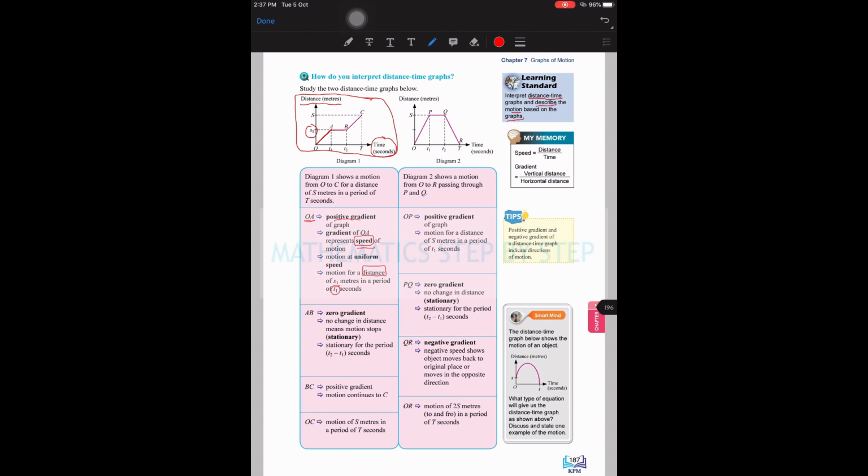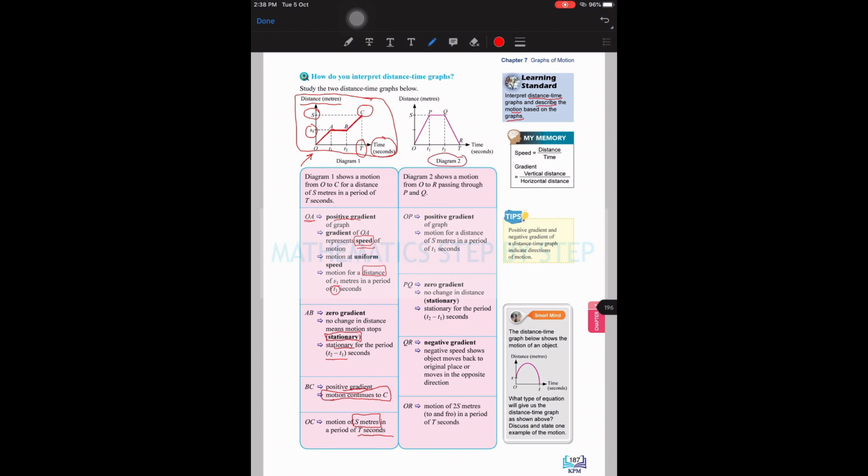Then AB here, we can see gradient is equal to 0 here. It means that the object is stationary, okay? It's not moving. So the object is stationary for the period t2 minus t1 seconds, okay? Then from t2 to t, again positive gradient. So the motion continues to C, okay? So what we can say from the origin to C, in conclusion, the object travels for S meters in T seconds, okay?